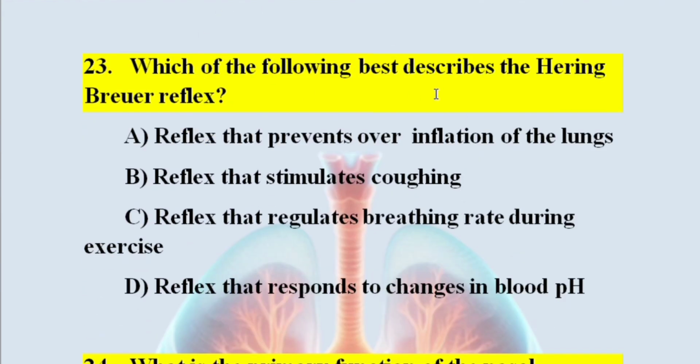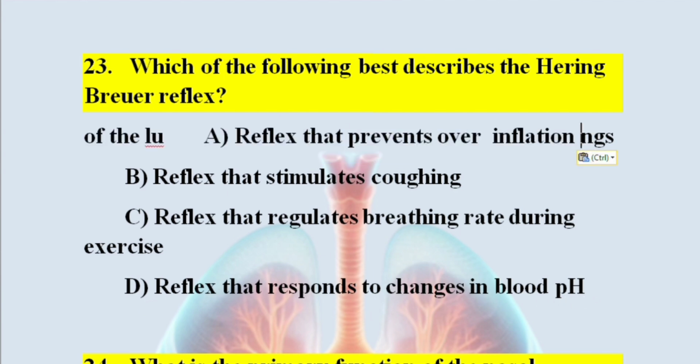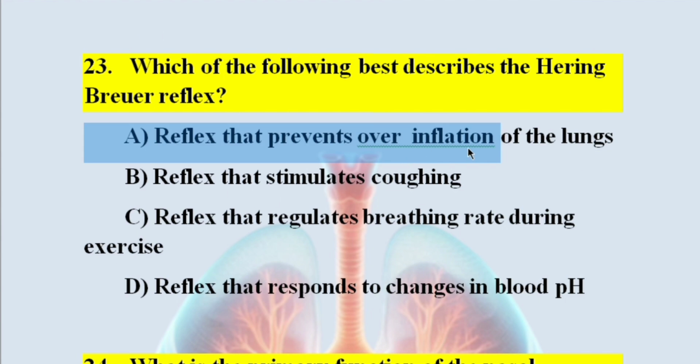Which of the following best describes the Hering-Breuer reflex? Alpha, reflex that prevents over-inflation of the lungs. Beta, reflex that stimulates coughing. Charlie, reflex that regulates breathing rate during exercise. Delta, reflex that responds to changes in blood pH. So here the right answer is alpha, a reflex that prevents over-inflation of the lungs.